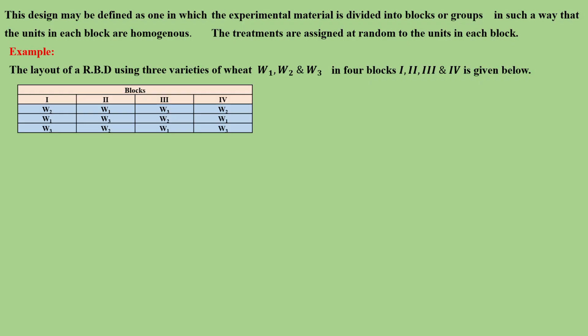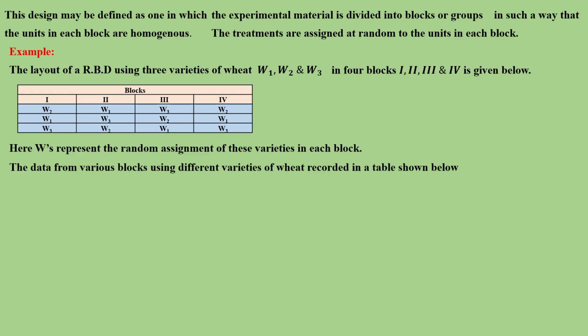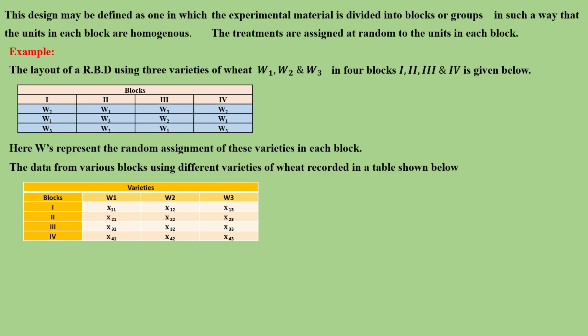So W2, W1, W3, W2, like that. So these are all the varieties. W's represent the random assignment of these varieties in each block, right? The data from various blocks using different varieties of wheat is recorded in a table as per below. So blocks, varieties. So W1, W2, W3, three varieties. So we are taking the output, right?